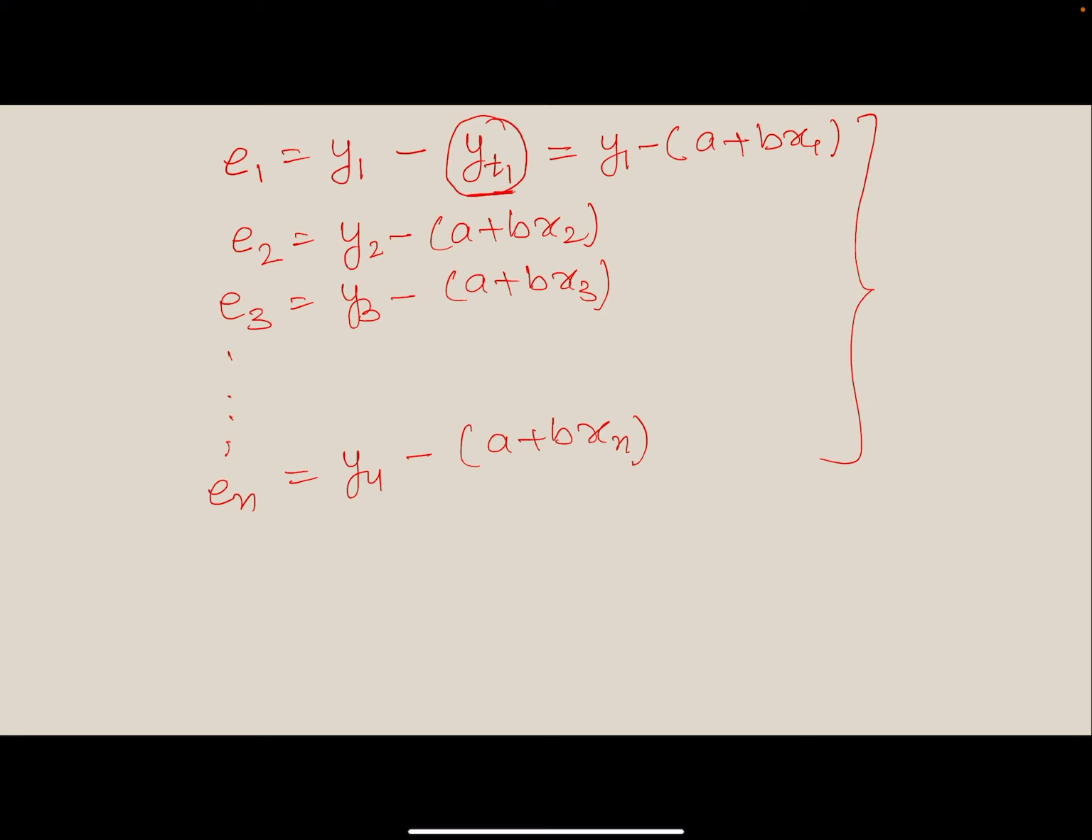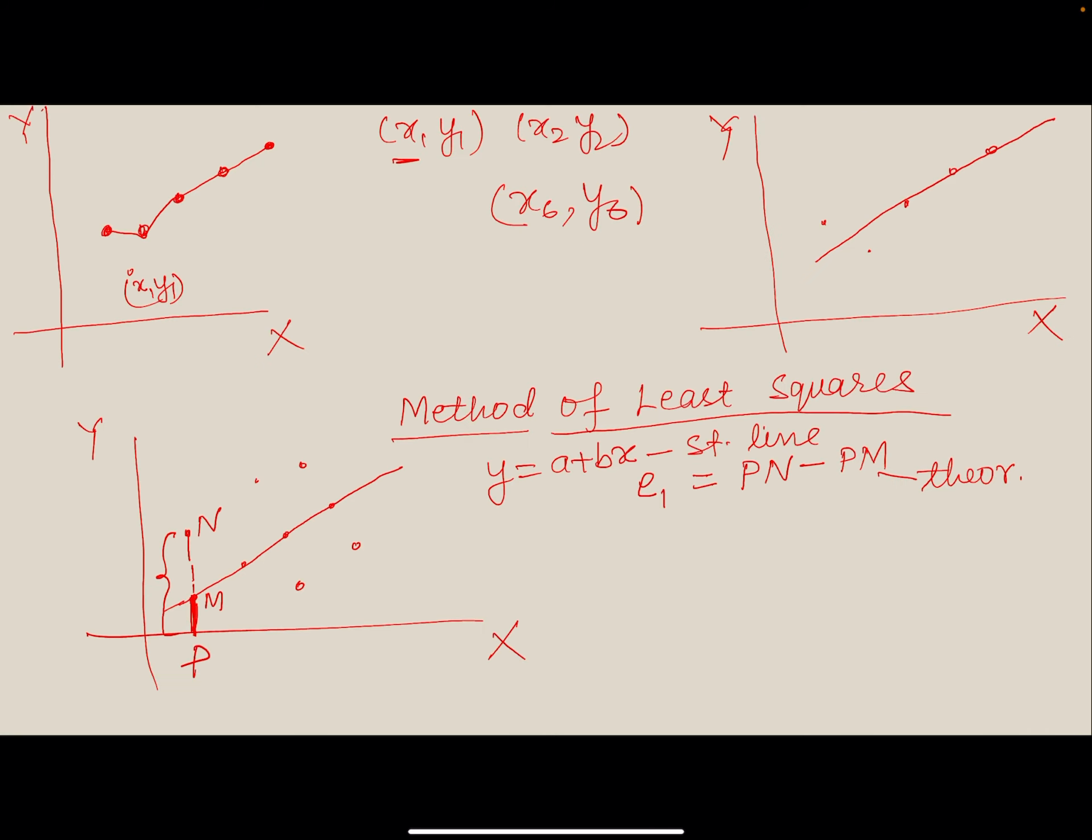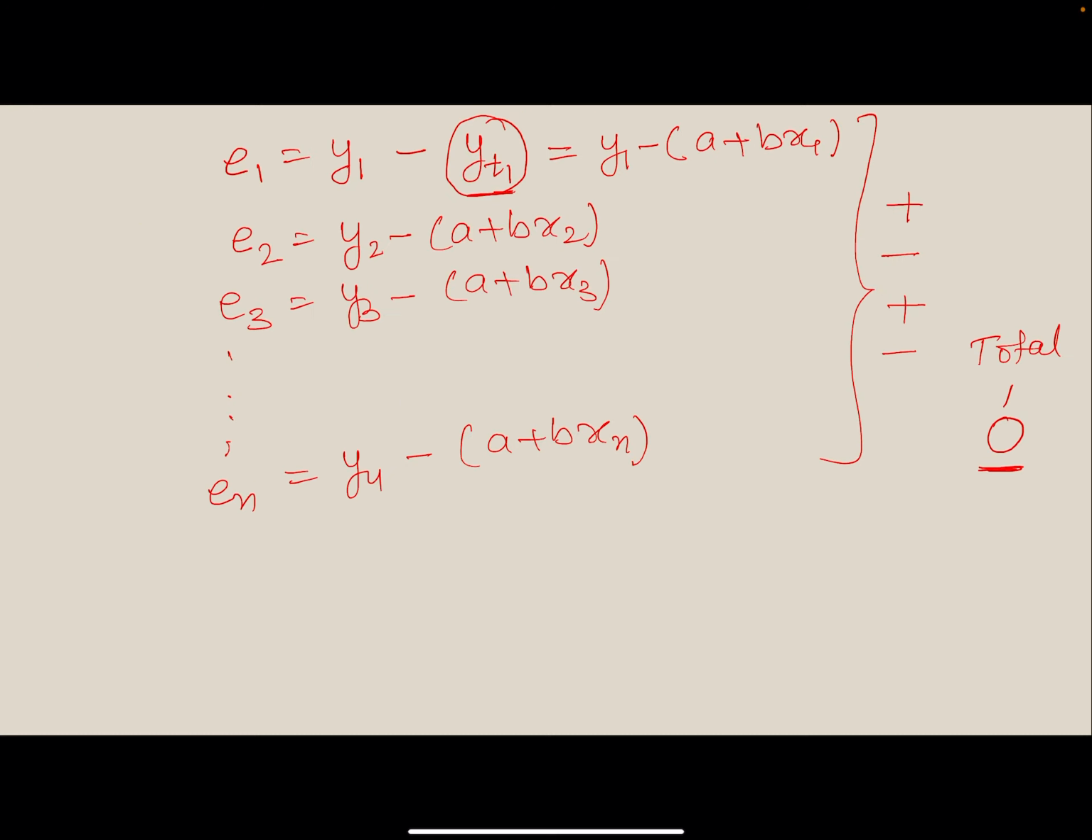If we consider these errors, some of the errors might be positive, some might be negative, and the total error might end up being 0. So we won't be able to find the error because the total error will come out to be 0. So what do we do? We square the errors, as this method says. Once we square the errors, we write S is equal to E1 square plus E2 square, and so on up to En square.